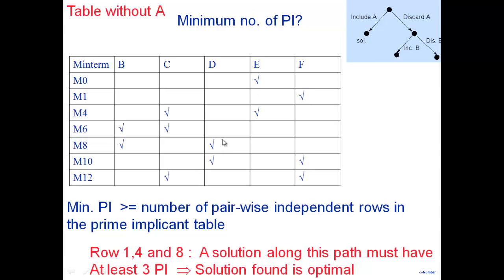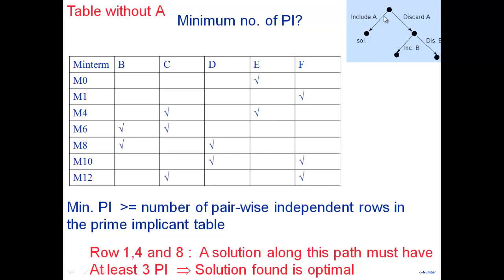For example, if I look at 1 and 4, they are pairwise independent, which means I will have to find a prime implicant which covers this one, which will not be covering this. So the number of pairwise independent rows tells me that I must need at least that many prime implicants. Okay, 1, 4 and 8, I must have at least 3 PIs. I may be requiring 4 PIs, that I cannot tell. Unless I solve, I may find I require 4 PIs. But at least the minimum I can tell by looking at pairwise independent rows.